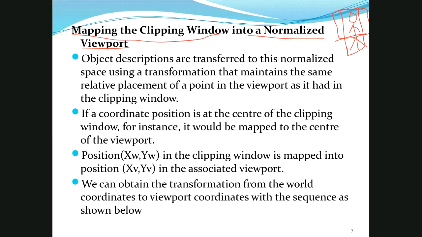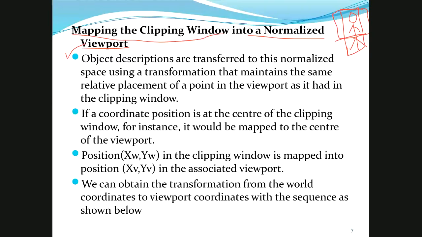So what is the procedure? First, object descriptions are transferred to this normalized space using transformations that maintain the same relative placement of points in the viewport as they had in the clipping window. That means whatever clipping window you made is automatically transformed to the same placement in the viewport of the display device.